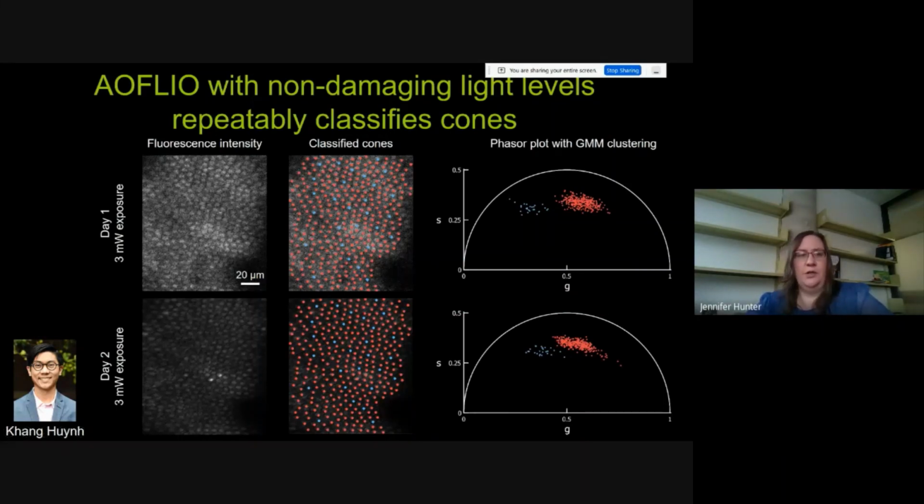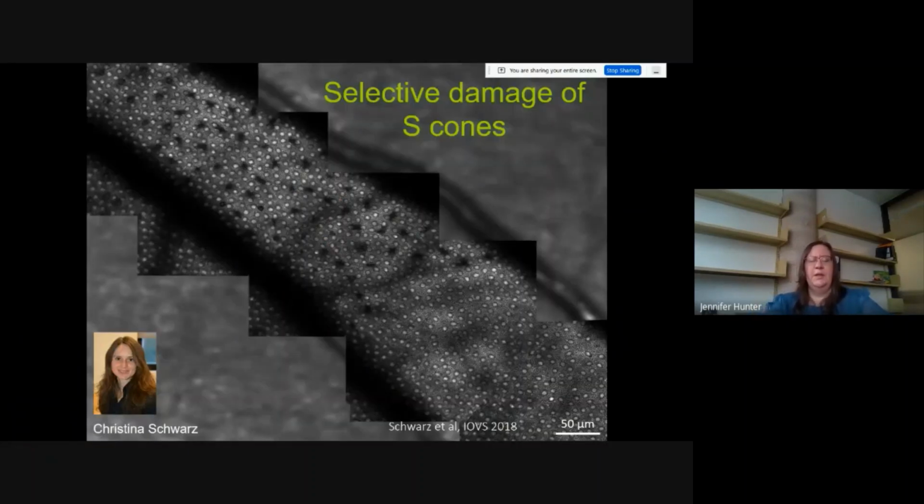And in fact, if you look here on two different days, the fluorescence intensity images, to the phasor plots here, where we had two clusters and then classified the cones based on their separation into two clusters. Looking at the classified cones, we had good comparison between the day 1 and day 2 exposures. Again, if you start looking between these two images, you can start to see that the S cone pattern falls out to be the same. We did this across multiple images, and we had good repeatability of these images.